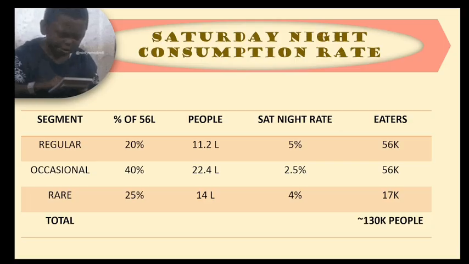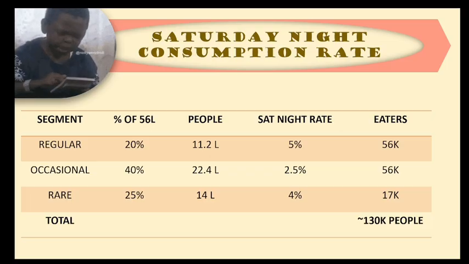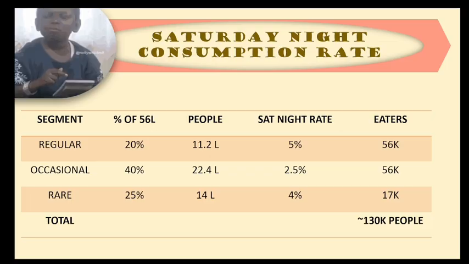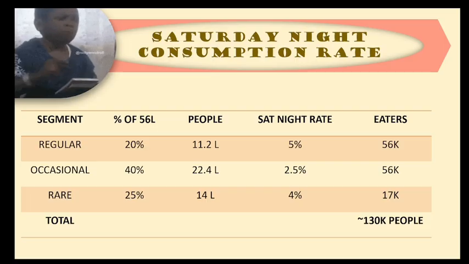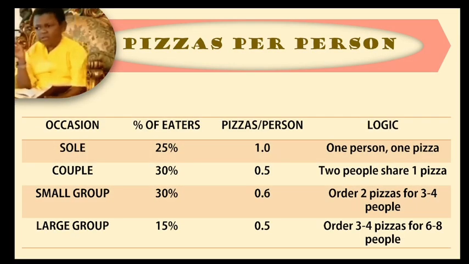This 4% mentioned here is wrong. The actual rate is 1.25%. So multiplying this by 14 lakh, we will get 17,000 eaters. Now if we add all these up, we will get approximately 1,30,000 people consuming pizza on a typical Saturday night.